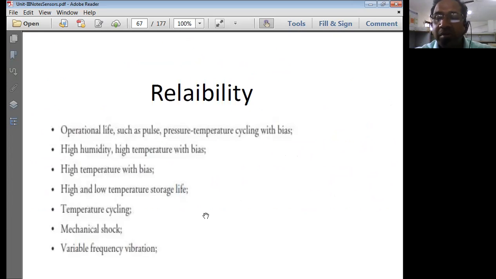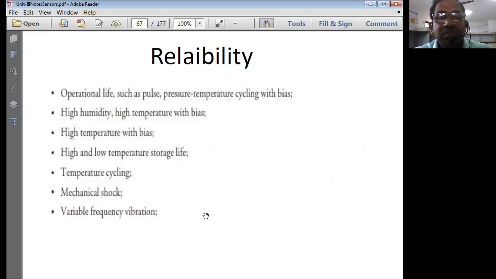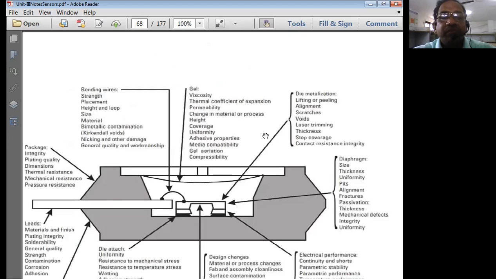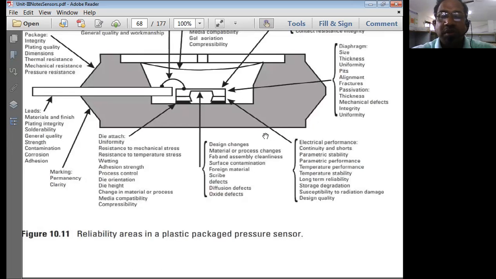And it should be reliable. Reliability on what issues? Mechanical shocks, variable frequency variations, high and low temperature storage times. The circuit has to be compulsorily reliable, and operational life should be really long in spite of pulse, pressure, and temperature cycling with bias voltages. Reliable means trustworthy. It should be trustworthy in its operations.